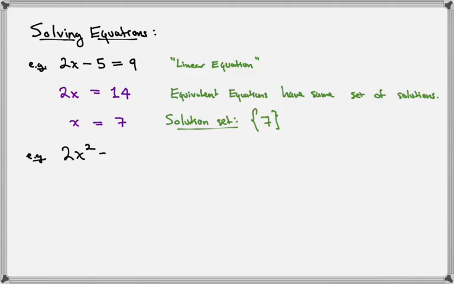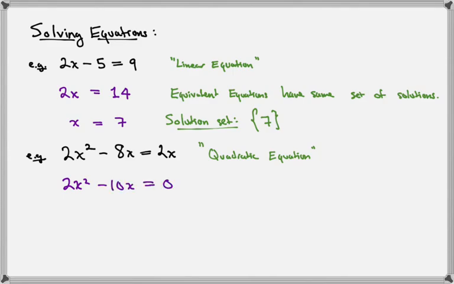Let's look at a quadratic equation. Here I have 2x squared minus 8x is equal to 2x. And it's called a quadratic equation because it involves polynomial expressions of degree 2. It's not currently in standard form, so I'm going to combine these two terms involving x's, and I'm going to do that by subtracting 2x from both sides of the equation. And when I do that, I'll have 2x squared minus 10x is equal to 0 on the right-hand side. This is an equivalent equation. The solution sets are the same between my first equation and my second one.